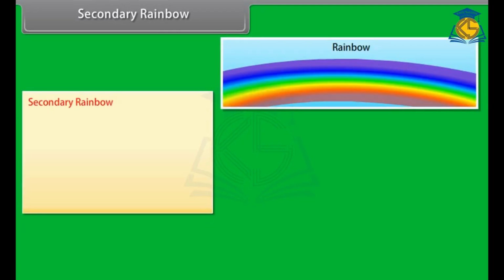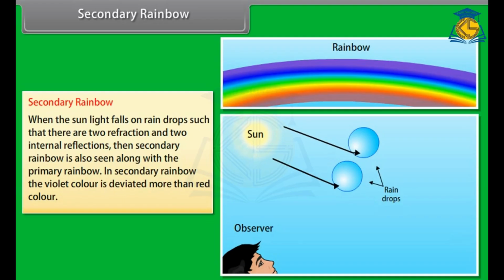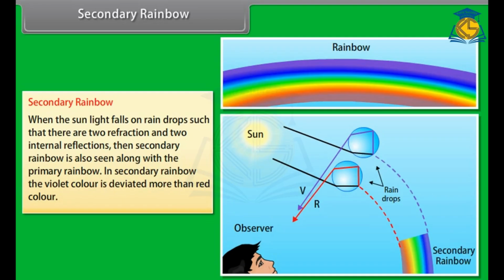Secondary rainbow. When the sunlight falls on raindrops such that there are 2 refractions and 2 internal reflections, then a secondary rainbow is also seen along with the primary rainbow. In the secondary rainbow, the violet color is deviated more than the red color.